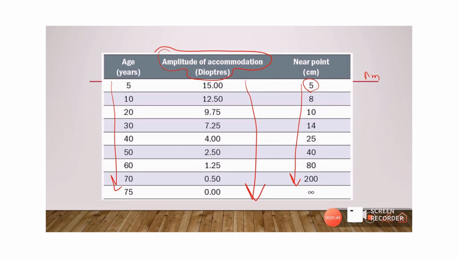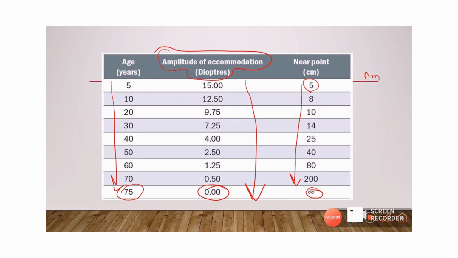So the amplitude of accommodation is nothing but the power of accommodation of an eye, and as you can see, a patient who is 75 years of age has almost 0 amplitude of accommodation, and therefore the patient will definitely need some correction to look at near objects. They do not have accommodation at all.